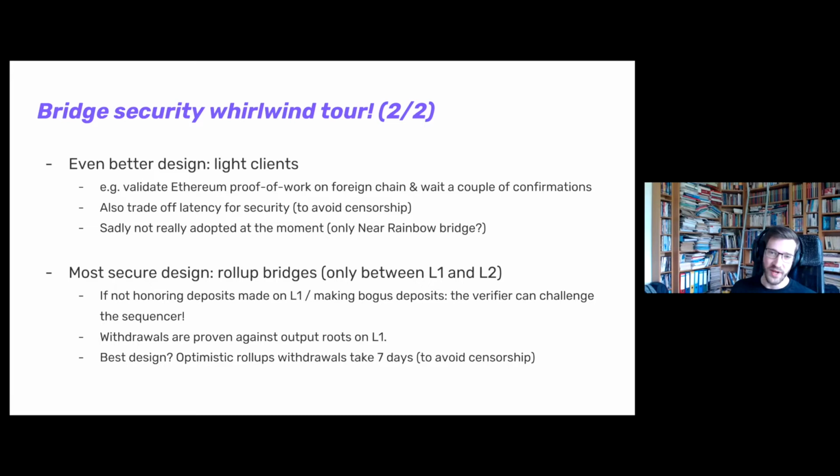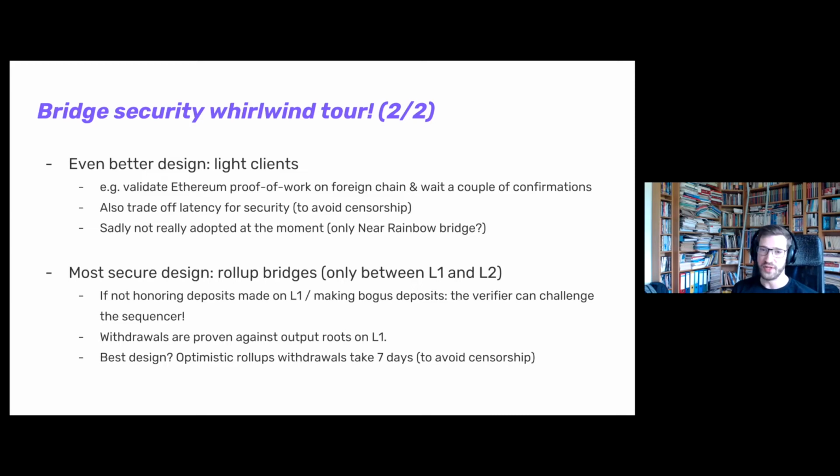We can do even better than this. We can use something called light clients. Light clients are things that validate a block from another blockchain, basically. So I could have, on Solana, an Ethereum light client. And so instead of sending a message saying, "Yeah, trust me, I locked the ETH," you are instead going to send an Ethereum block header. And from the block header, you can prove that the deposit was made.